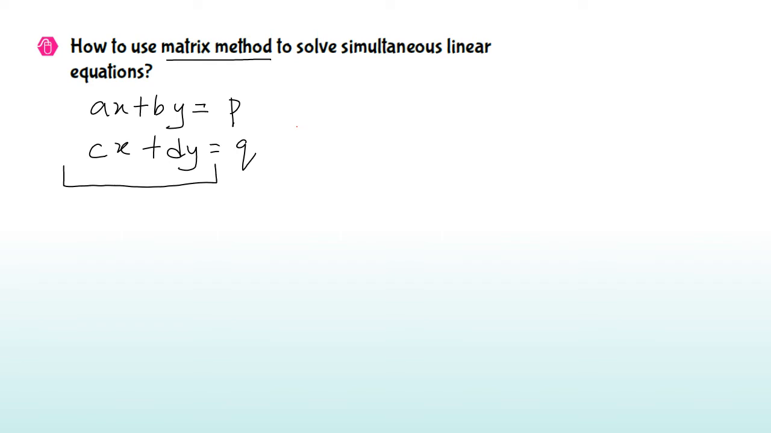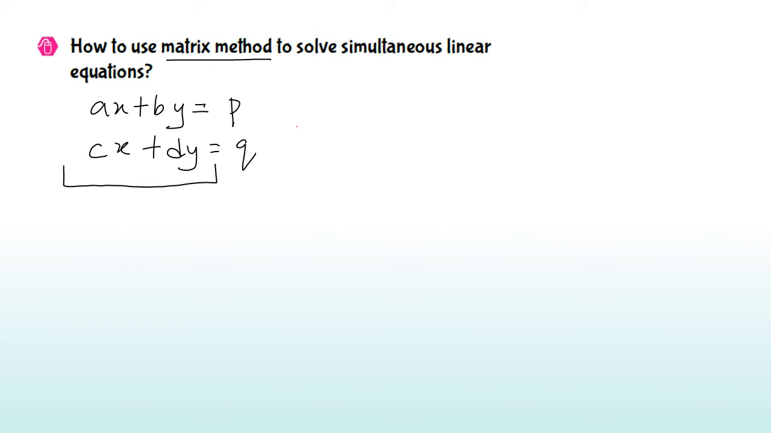First, we write our linear equations. Let's say ax plus by equal p. And the second equation is cx plus dy equal q. So how do we change this into matrix? First we have to change it into matrix because we are going to do the matrix method. So how to change it?